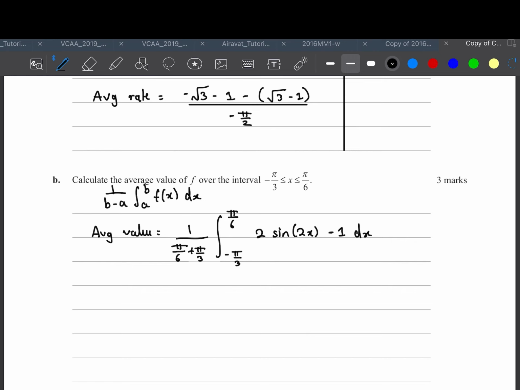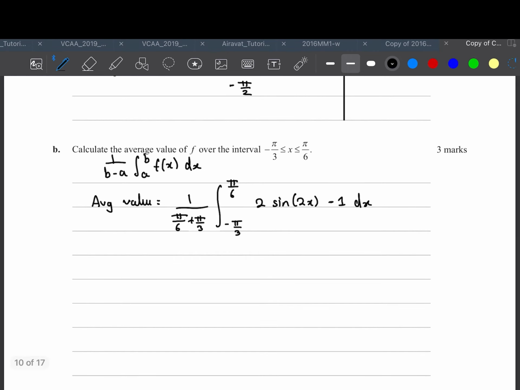Okay, now let's solve for this integral over here. So this would just become 1 on pi on 2, and integrating this we will get 2 times negative 1 on 2 times cosine of 2x, minus x. Now I got straight to integration because integration of sine and cosine and differentiation of both of them is given in the formula sheet already, so you can just get it from there. However, it is good that you keep them on top of your mind so that you don't have to flick through the formula sheet as much and waste your time, because it's already quite a short time to finish the exam.